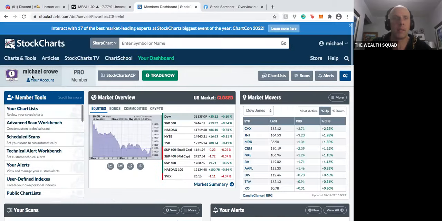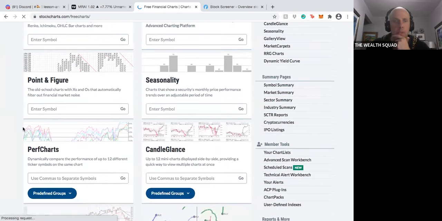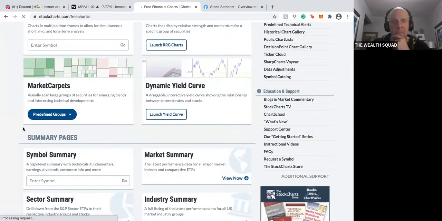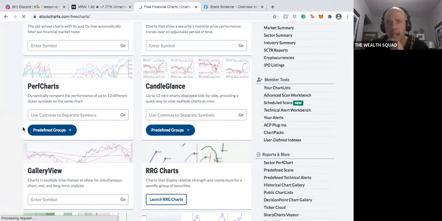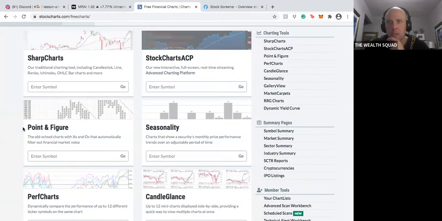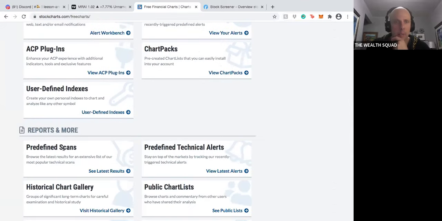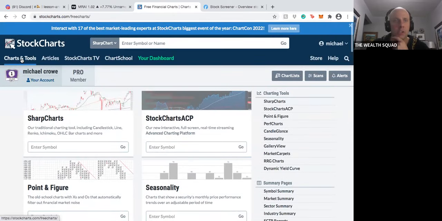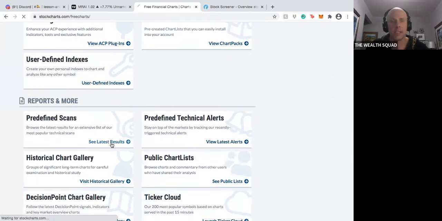Right? So you can come here to charts and tools. If you're looking for scanners, right? Your advanced scan workbench, you can create or schedule scans, right? You can come here to all of these. Where's it at? I haven't scanned on stock charts for quite a while actually. Predefined scans. So you're going to come down here to reports and more. So again, you come here to charts and tools, right? Predefined scans, see the latest results.